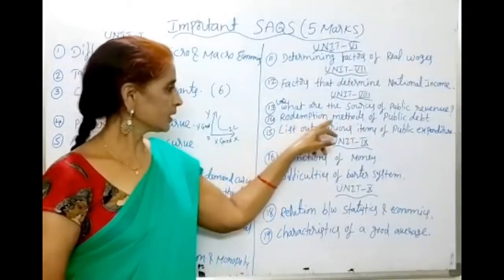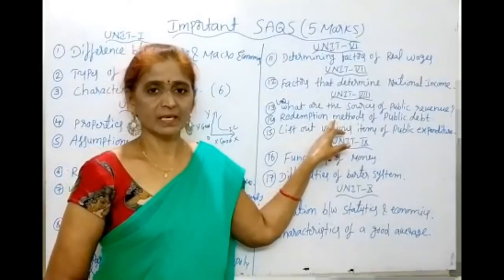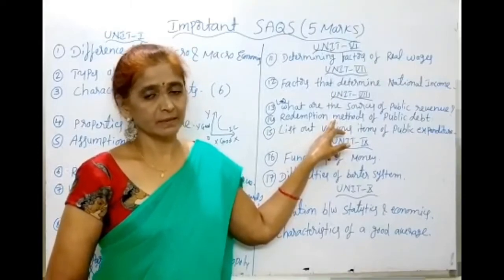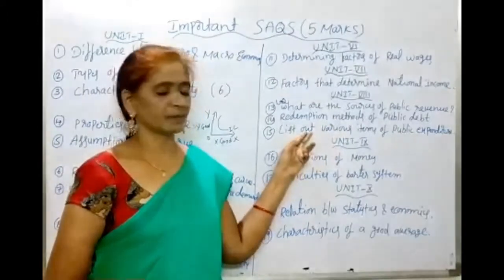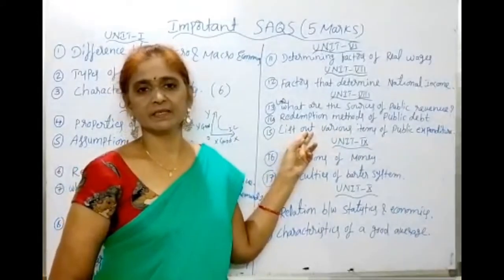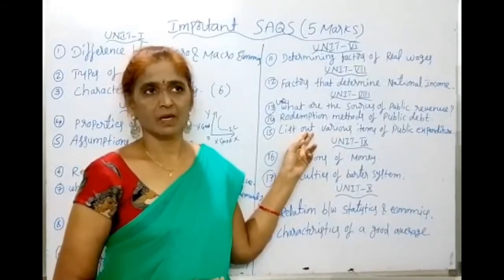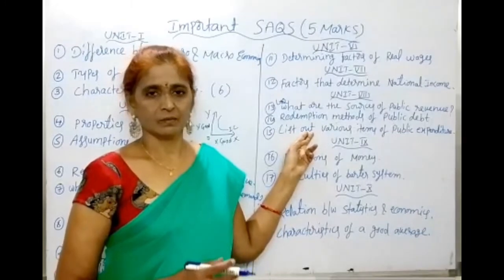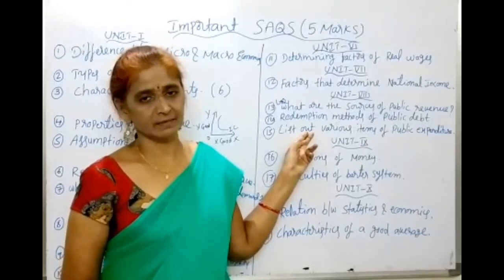And next one, redemption methods of public debt. This one also has more than 5 points. Learn any 6 points in this answer. Next, list out various items of public expenditure. It is a very easy answer children. It is only point wise. So 10 to 12 points, 12 to 13 points are there. So after writing the introduction you have to present the 13 sentences also.